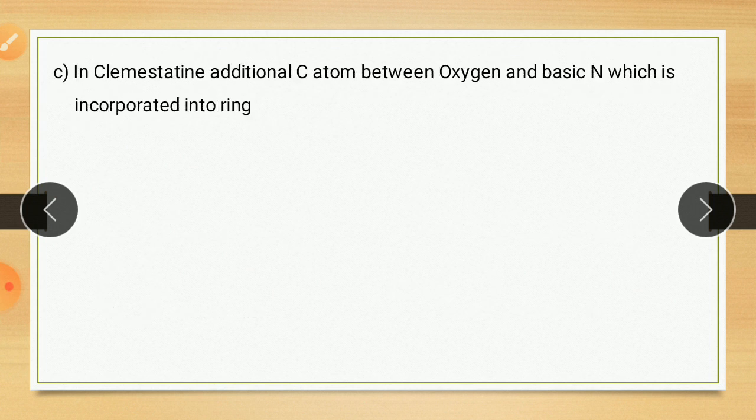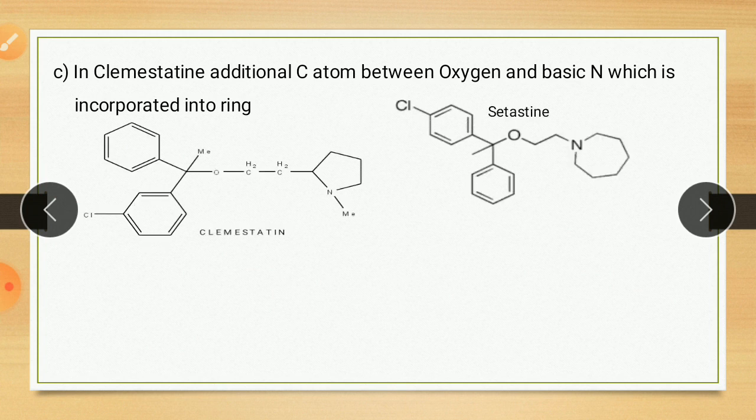Next point, in the case of clemastine, an additional carbon atom between oxygen and basic nitrogen is incorporated into the ring. So here in clemastine there is an extra carbon between oxygen and basic nitrogen. So it is oxygen and this one is nitrogen. So here there are 3 carbons instead of 2 carbons. Here are the 3 carbons.